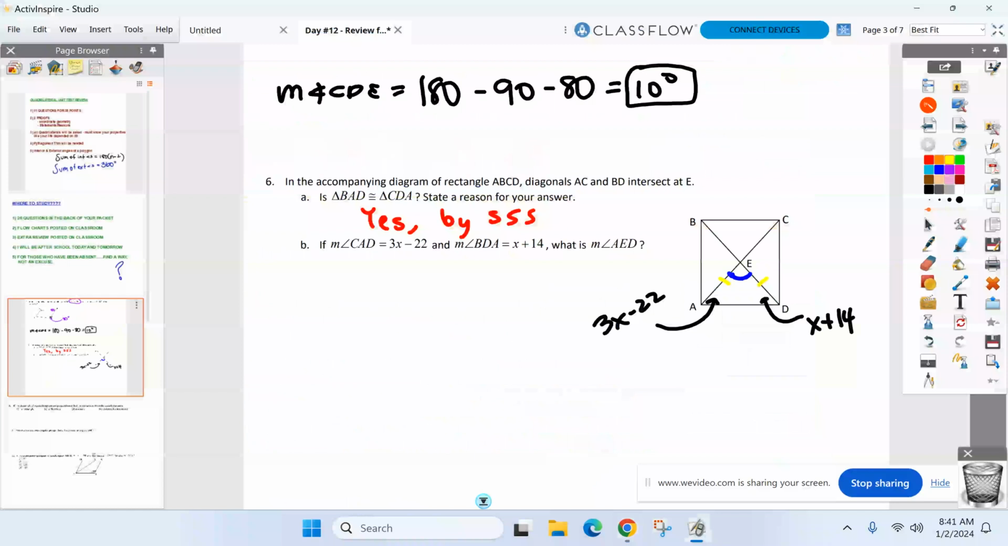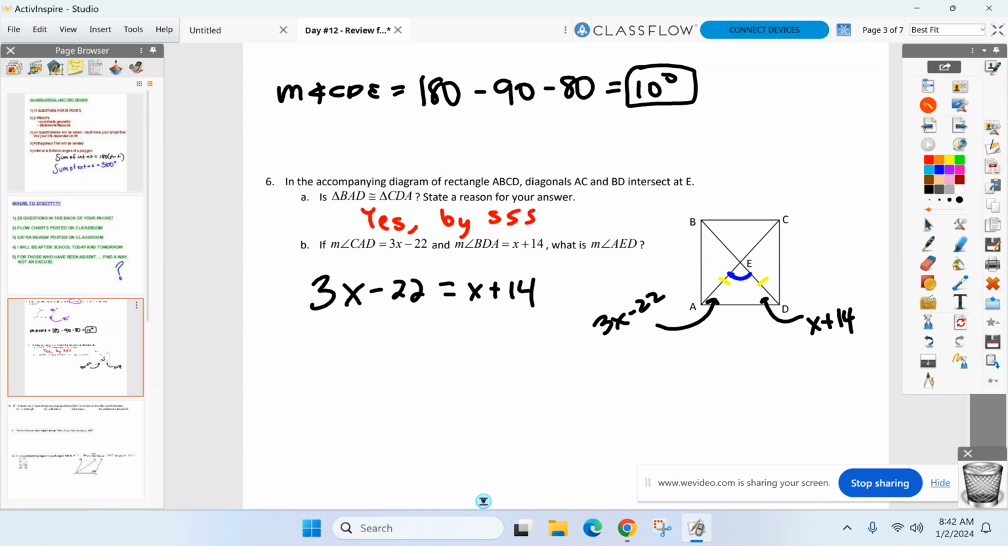Cormac, what's across from those congruent sides? There you go, the angles we're looking for. So the diagonals form 4 isosceles triangles. So that's why we can set 3x minus 22 equal to x plus 14.